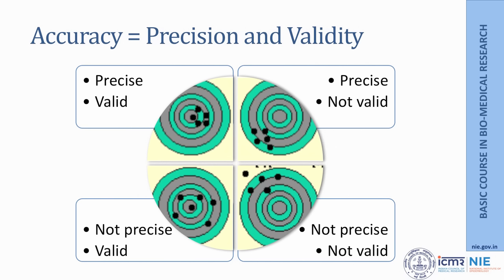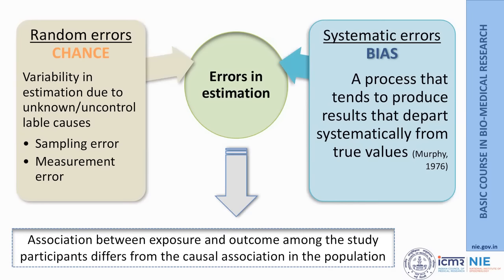So similarly, every epidemiological study can have results which are both precise and valid, which is what we would want in every study. However, there could be studies where the results may be precise, which means that every time the study is done you get similar results, but the methodology was not correct and so they are not valid. It may happen that the results are not precise, but sometimes they may be valid, or in the worst case scenario, the results may be neither precise nor valid. So when we are looking at any epidemiological study, we need to be wary of both precision as well as validity.